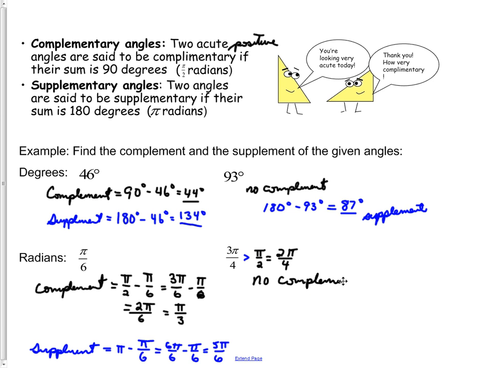However, we can get a supplement by subtracting it from pi. So let's take our supplement as pi minus 3 pi over 4. And actually, finding these complements and these supplements is really easy as long as we remember that finding a common denominator is one of the easiest things to do. For pi, it's always whatever number over the denominator, right? So if we have pi over 4, 4 pi over 4. If we have pi over 6, 6 pi over 6. If we had pi over 3, 3 pi over 3, and so on. Very easy to do. So 4 pi over 4 minus 3 pi over 4 is going to give me my supplement of pi over 4. And so we're done.